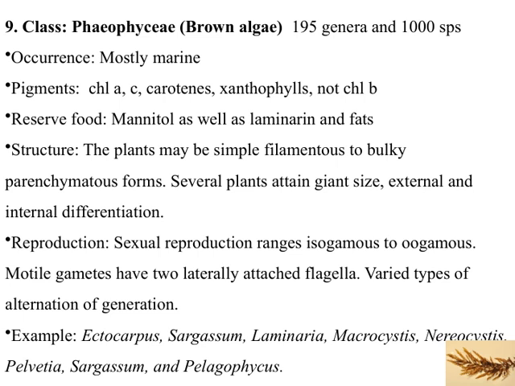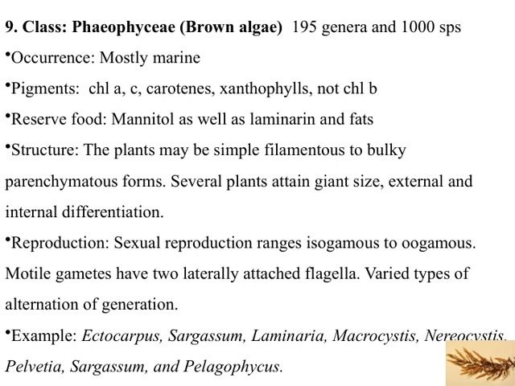Structurally, brown algae can vary widely. Some are simple filamentous forms, while others are more complex, bulky, parenchymatous structures. Interestingly, some species can grow to enormous sizes, with internal and external differentiation that allows for specialized functions within the plant. Reproductively, they exhibit a range of sexual reproduction types, from isogamous, where gametes are similar, to oogamous, which involves distinct female and male gametes.